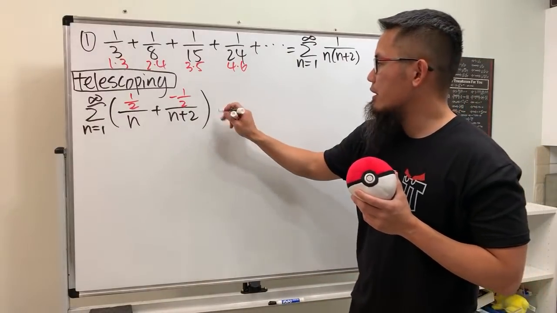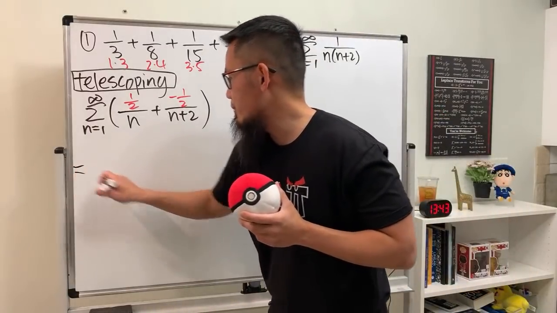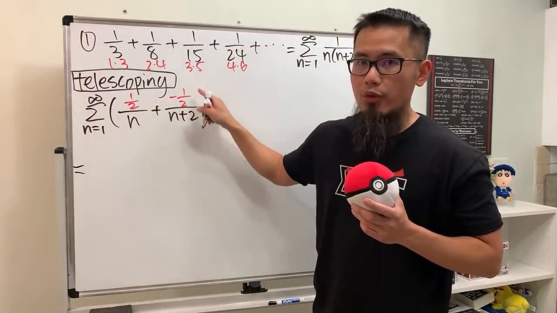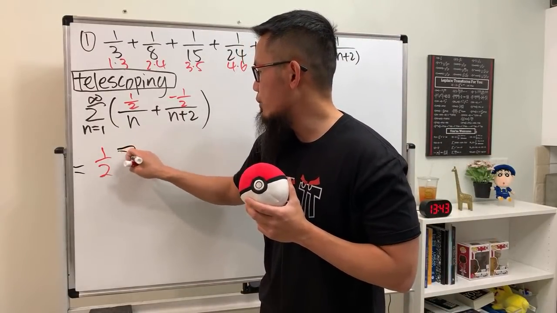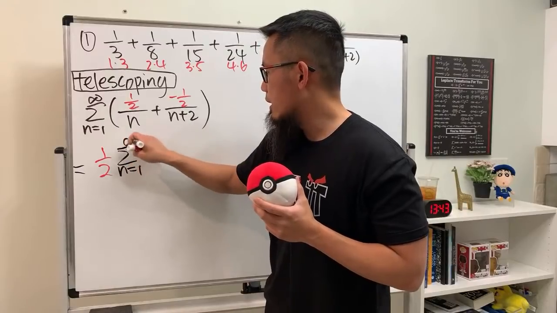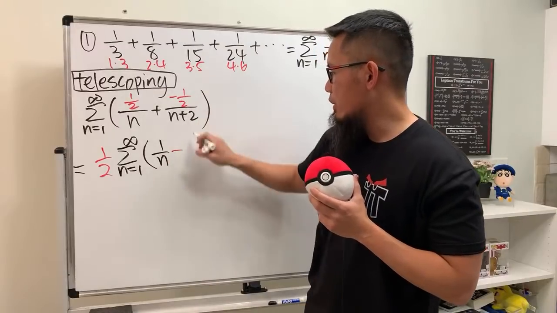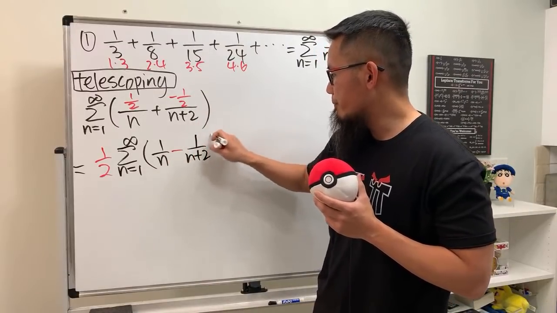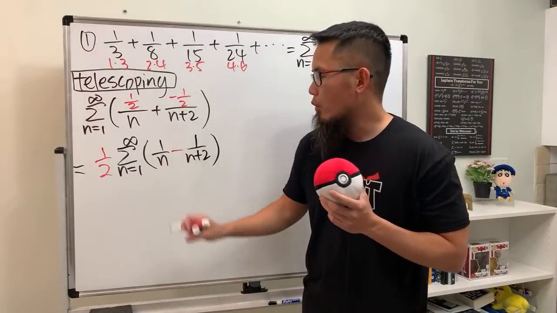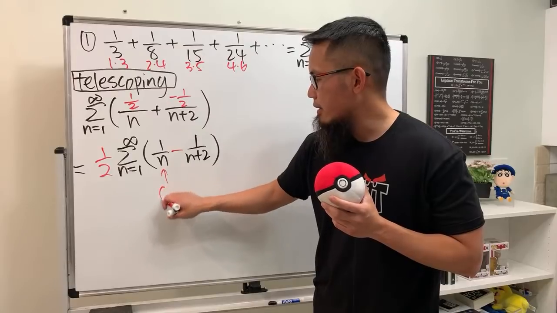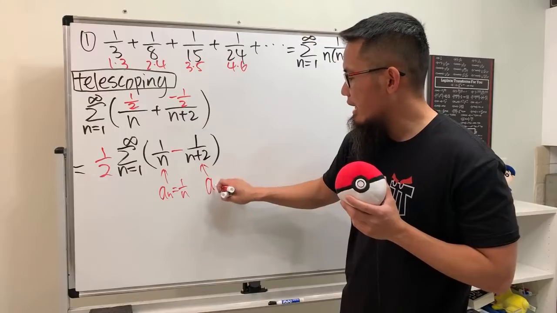And now have a look. We have 1 over 2, 1 over 2, right? So we can factor that out. We can put it all the way in the front of the summation, just like how we do with the integral. And then we will just have 1 over n, and this is a minus now, and then we have 1 over n plus 2. So as you can see, this is indeed a telescoping sum. Why? Because if you look at this as a_n, then you can see that this is precisely a_(n+2).